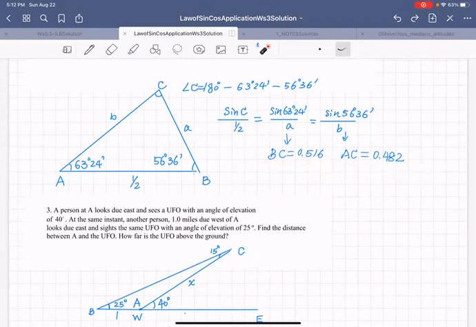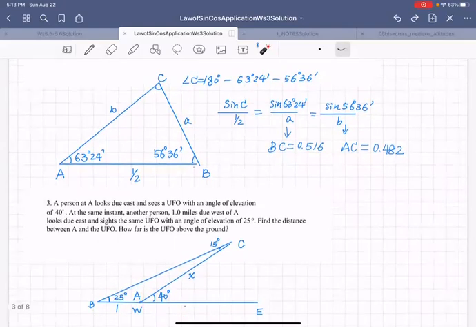Okay, Tina, let's do number 3. Yeah, go ahead, read the question. A person at A looks due east and sees a UFO with an angle of elevation of 40 degrees. At the same instant, another person, 1.0 miles due west of A, looks due east and sights the same UFO with an angle of elevation of 25 degrees. Find the distance between A and the UFO. How far is the UFO above the ground?